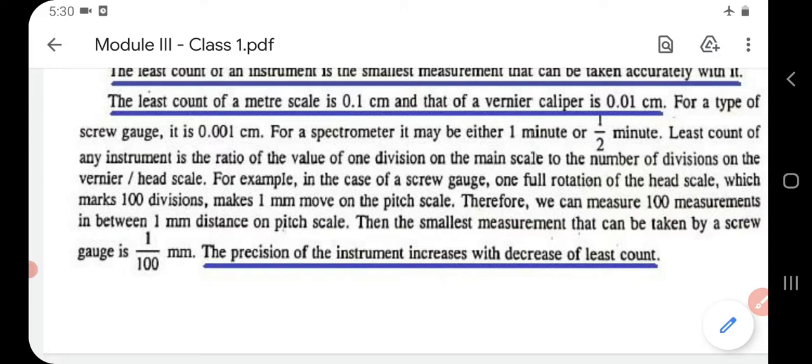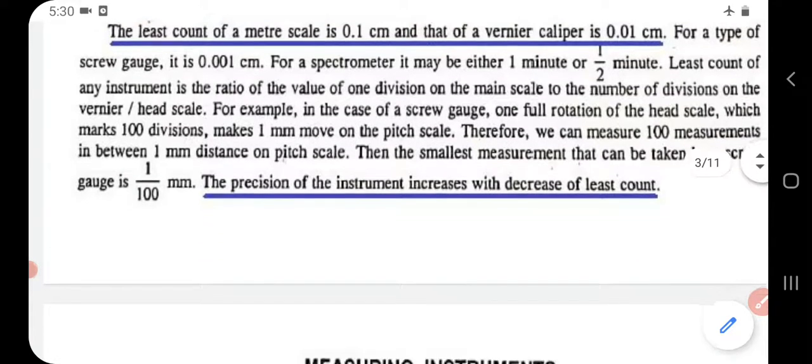On a head scale, you have got 100 divisions, and the pitch scale is marked as 1 millimeter, 2 millimeter, like that. So, when the head scale makes 100 rotations, then the pitch scale will move by 1 millimeter. So, in that case, what will be the least count of the screw gauge? It will be the distance moved by the pitch scale when the head scale rotates by 100 divisions. So that will be 1 millimeter divided by 100, and that will be 0.001 millimeter.